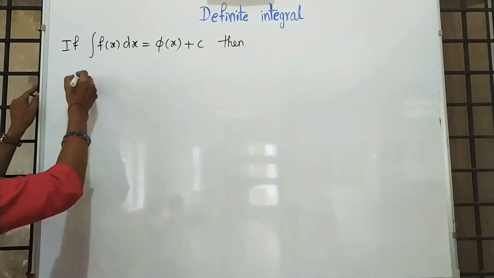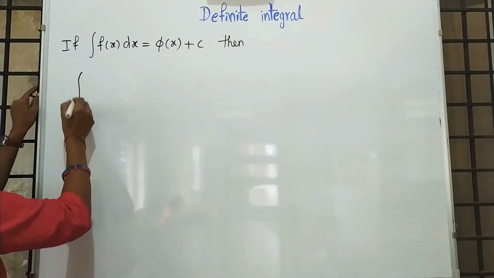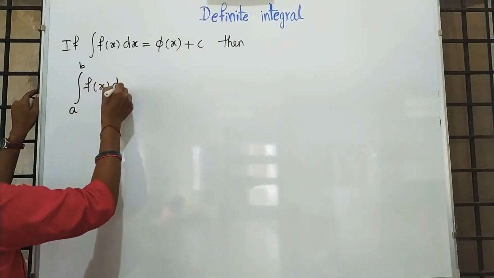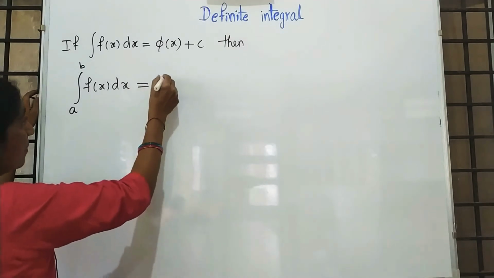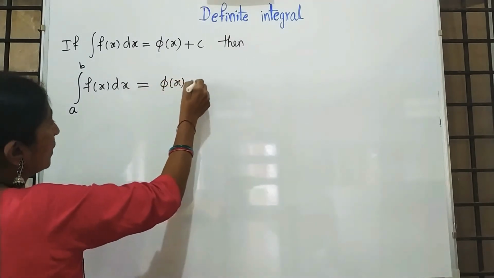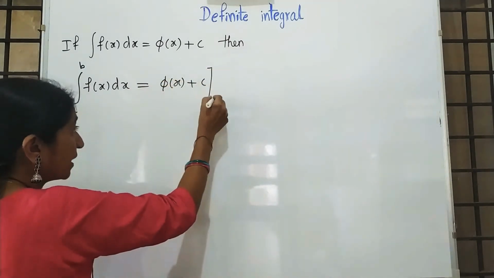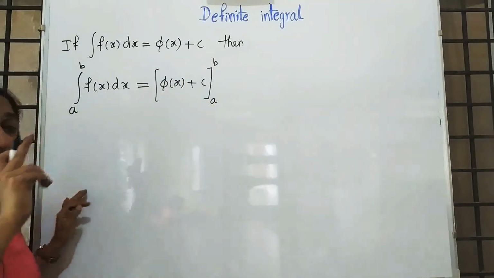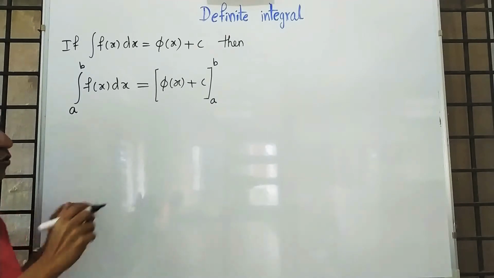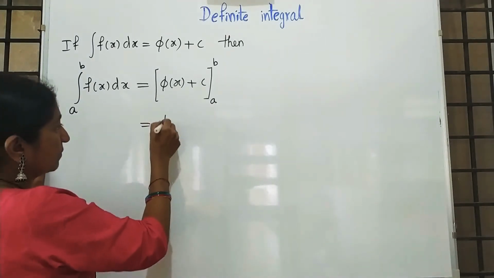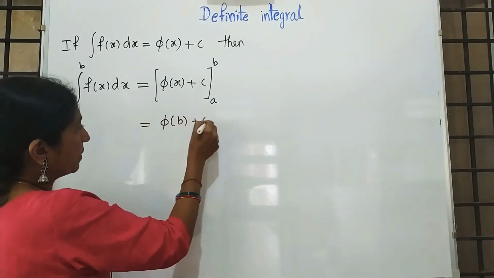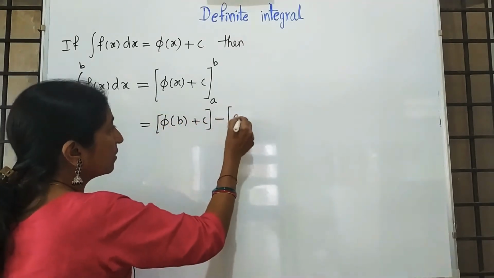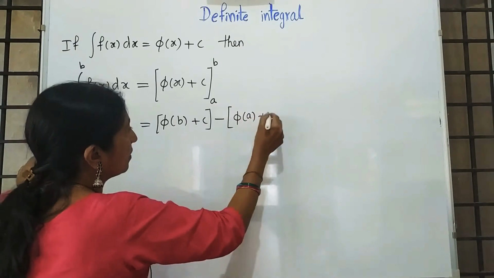And here I am writing the limits. This a is called the lower limit, b is called the upper limit, integral of f of x dx. I will explain how to write this. This will be written as phi of x plus c, after integration, with the lower limit and the upper limit. And in place of x, we have to write the upper limit first: upper limit plus c, that first expression, and after that, minus, comes lower limit plus c.